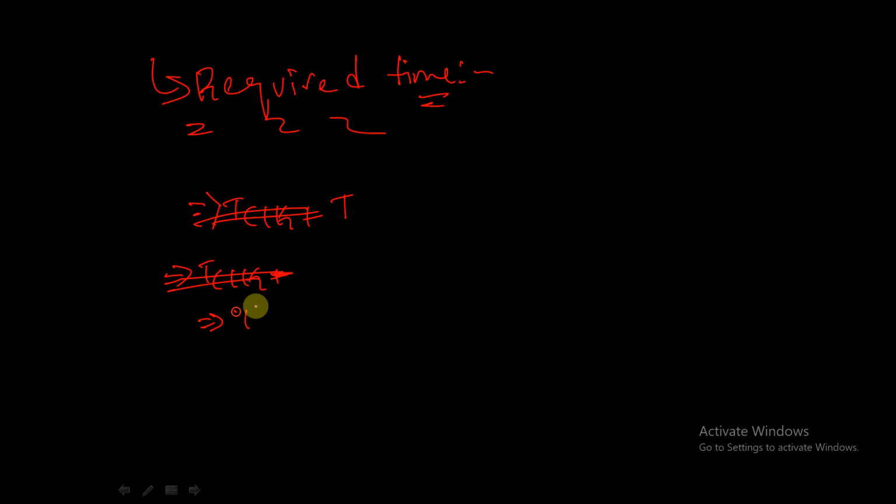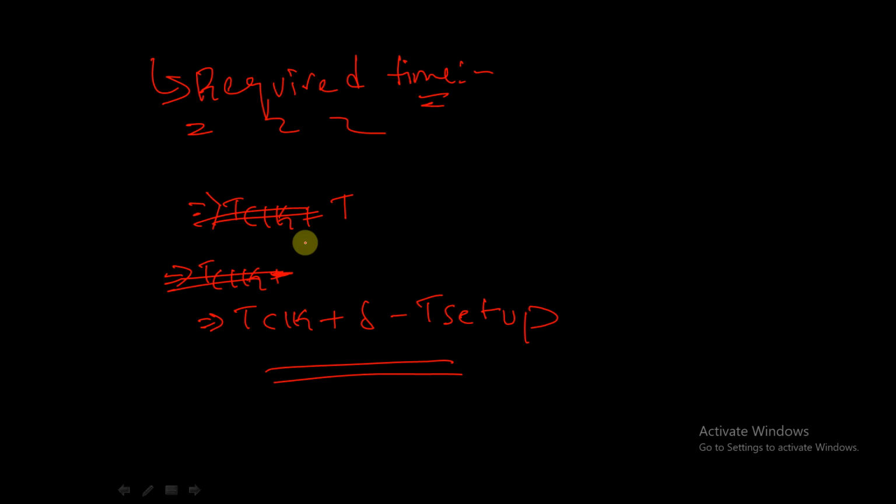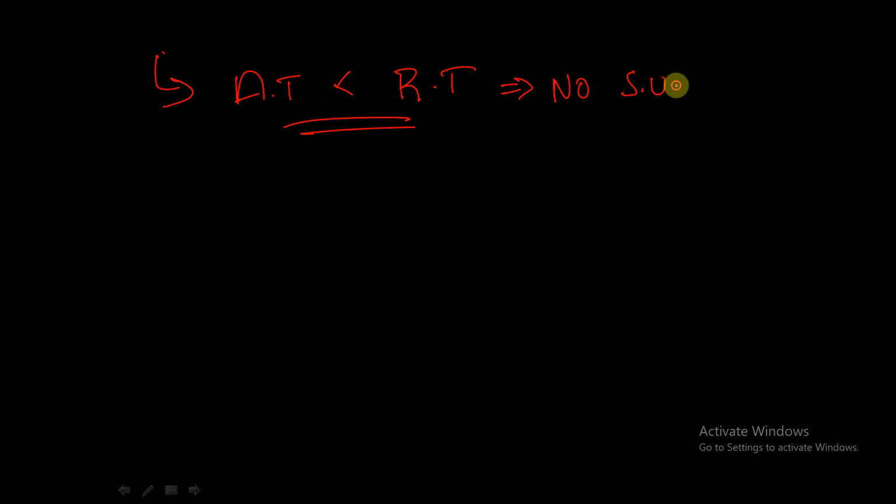Sorry, my mistake. T clock plus delta minus t setup. This is the required time. We should get the data, so before this time interval, the data should be arriving. Okay, so what is the requirement? Same as in the previous session, the arrival time should be less than the required time. Then there will be no setup time violation, right?